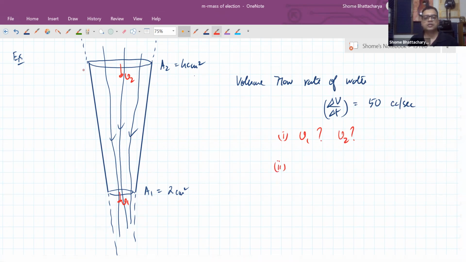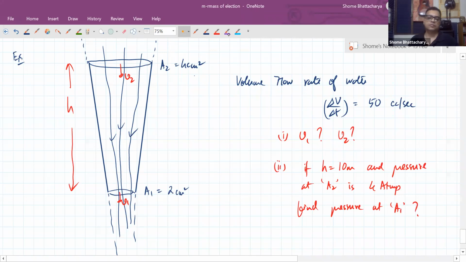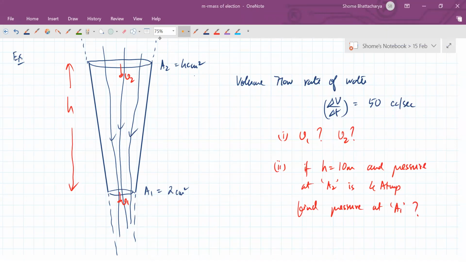Second, if this height difference is h, let's say h is equal to 10 meters, and the pressure at A2 is 4 atmospheres, then find the pressure at A1. We'll see how we can solve this question by using a combination of Bernoulli's equation and the continuity equation. Since it is water, take the standard value of density of water, which is 1 gram per cc.